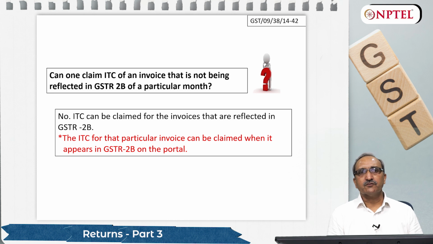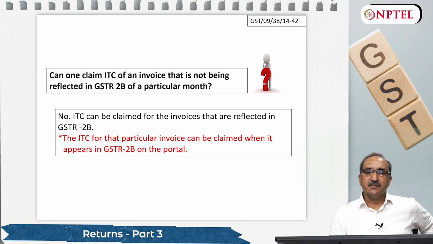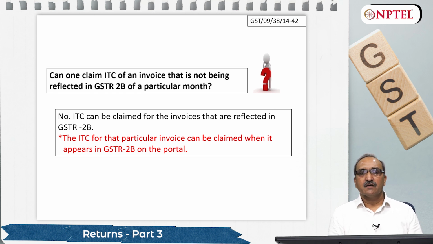So friends, the question comes: can a person claim ITC of an invoice that is not being reflected in 2B? If the invoice is not available in 2B, as per Section 16, you cannot avail your ITC. So for every invoice, it should be depicted in 2B, and if it is not there, you have to follow up with your supplier on why it is not appearing in 2B.